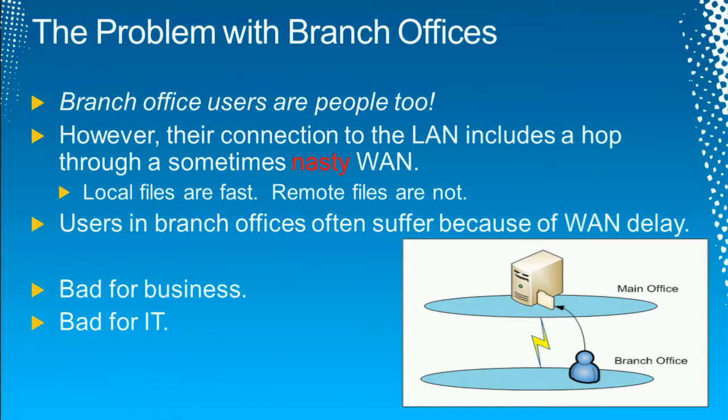But their connection to the LAN includes that hop, and so when they're working in and amongst themselves, all of their files are relatively fast. But all the files that you like to keep in your single centralized IT store in the main office, accessing those files is relatively slow. And so consequently, those users in the branch offices often suffer because of that WAN delay. That's bad for business, right? It's bad for you too, right?